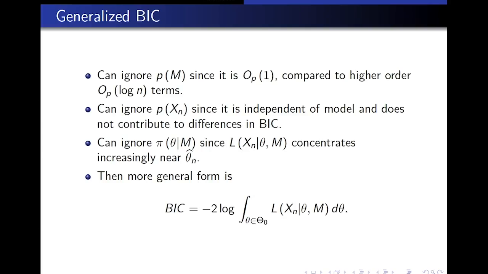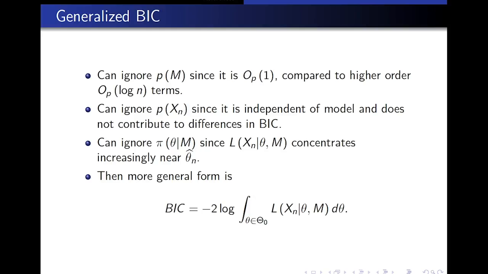We can ignore several of the probabilities in the previous expression. Firstly, after we take -2 log of P of m given xn, the prior probability of the model, that is negative 2 log p of m, is O of 1, which means it doesn't grow with the sample size. However, there are other terms which are O of log n, which do grow with the sample size. So we can just assume that p of m equals 1, or negative 2 log p of m equals 0, since asymptotically it doesn't contribute to the expression.